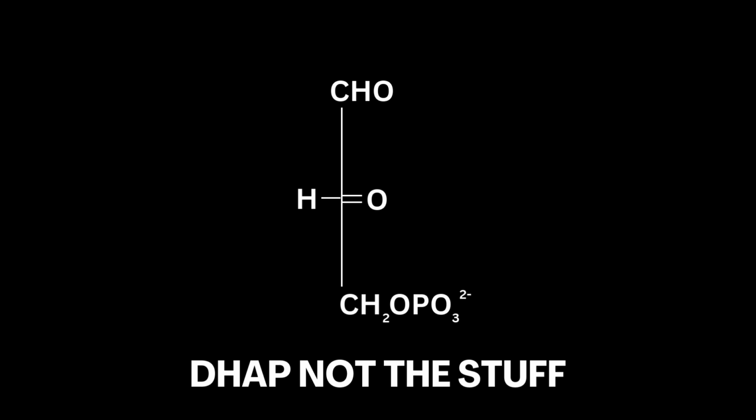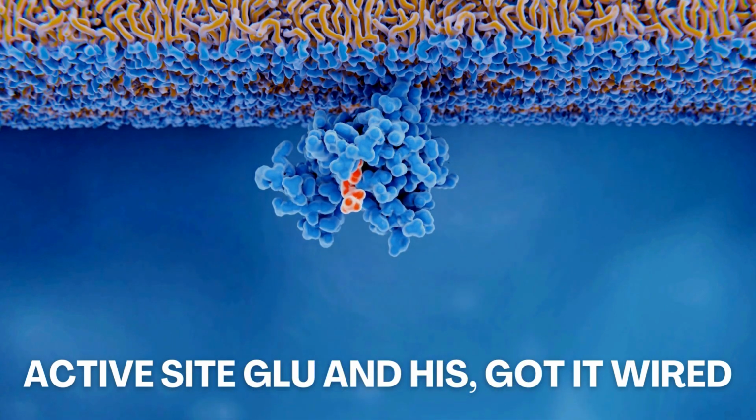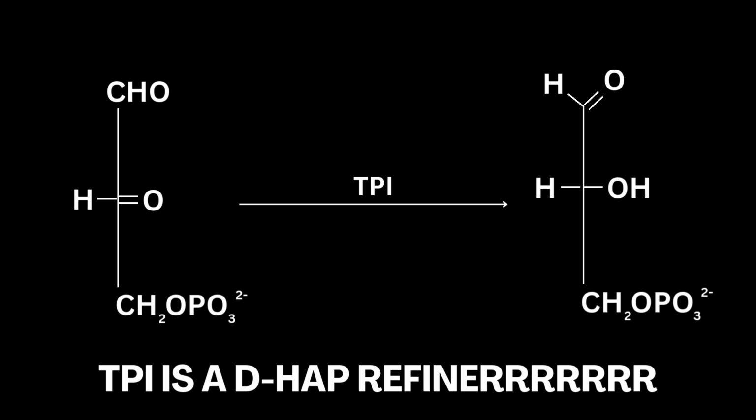GAP is enough. DHAP not the stuff. Active site, glutamate and histidine got it wired. TPI is a DHAP refiner.